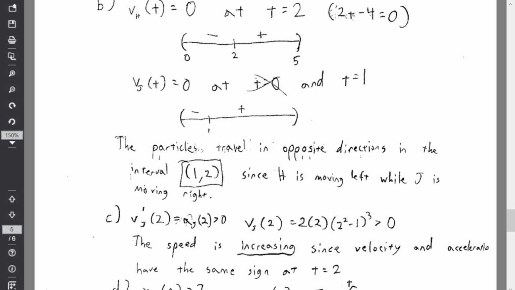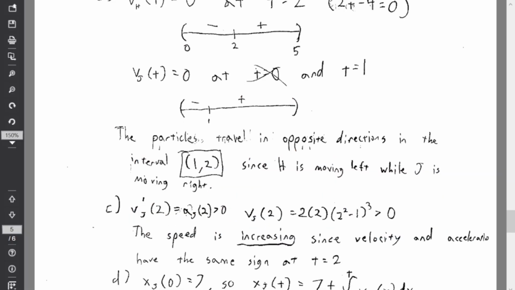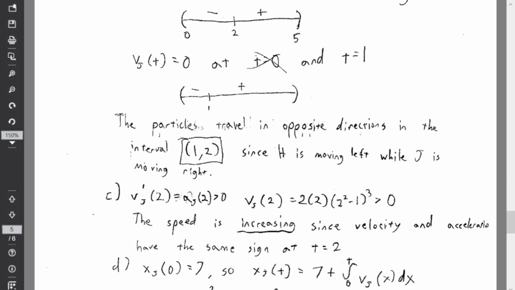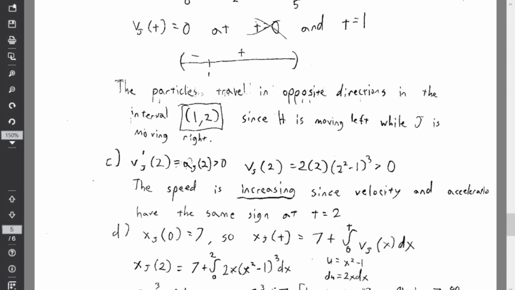And finally, for part D, it gives a starting position at t equals 0 for particle j, and then it says give the position at t equals 2. Well, it's time for an integral, because we've got the velocity of j. We're going to use that starting position of 7, and then define how much it moves between 0 and our point. We take an integral. So it's going to be 7 plus the integral from 0 to 2.